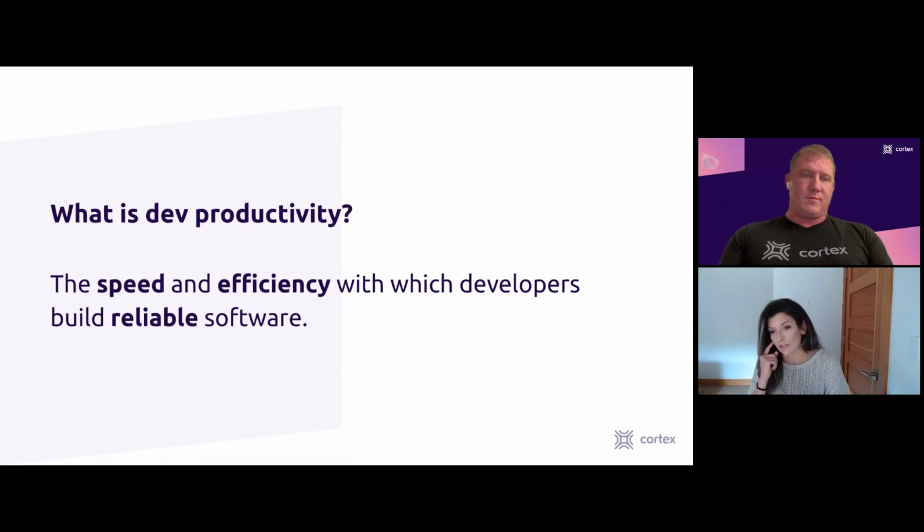But before we get started on that, we really have to take a little bit of time to talk about developer productivity to make sure we're all on the same page here. Developer productivity is the speed and efficiency with which developers build reliable software, probably a surprise to no one there. But this is really what's driving a lot of interest in IDPs today, which is in turn shaping how these platforms are actually being built.